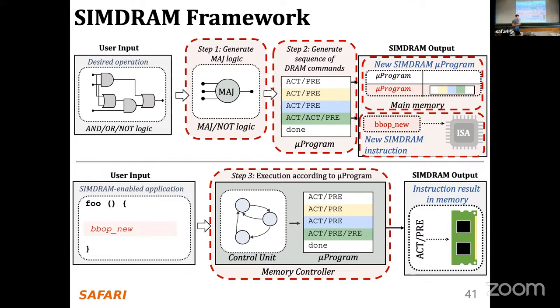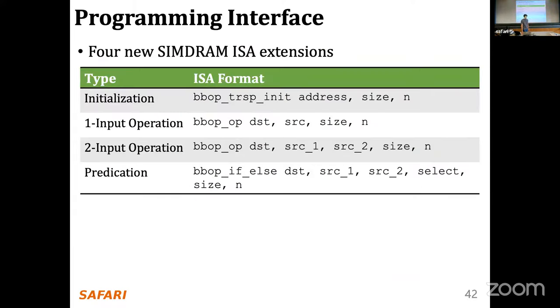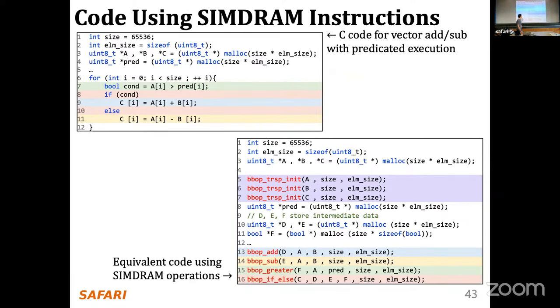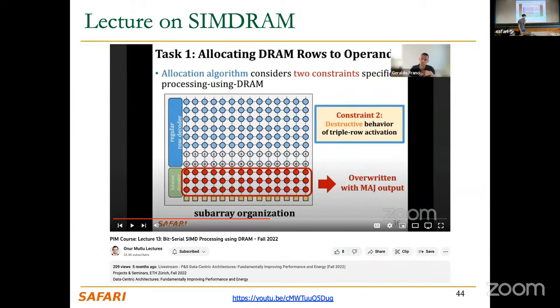Processing-using-memory systems also need a way of being programmed. Geraldo will talk about this SIMDRAM framework that allows us to create new operations for a processing-using-DRAM architecture. Here you can see some example code, the high-level C code that we compile into something like this. Each of these bbops that you see here is a processing-using-DRAM operation, either an addition, a subtraction, greater than, or an if-else. All of that can be run using DRAM, as Geraldo will explain. But in the meantime, you can watch this lecture if you want.